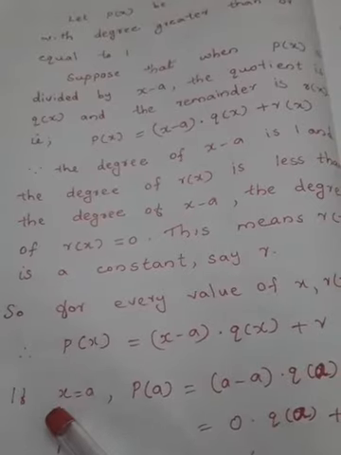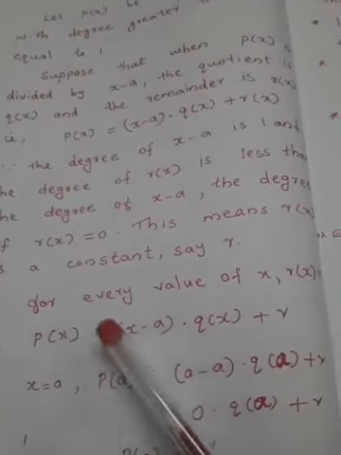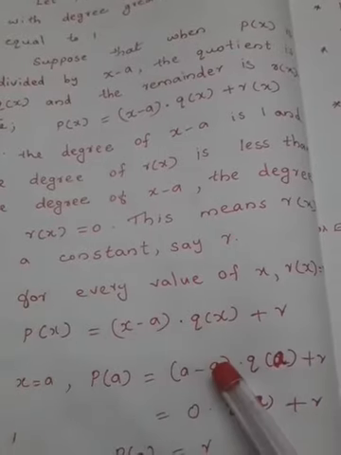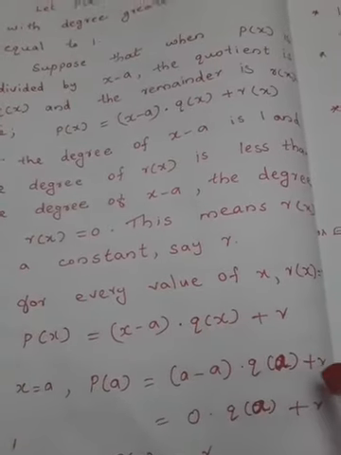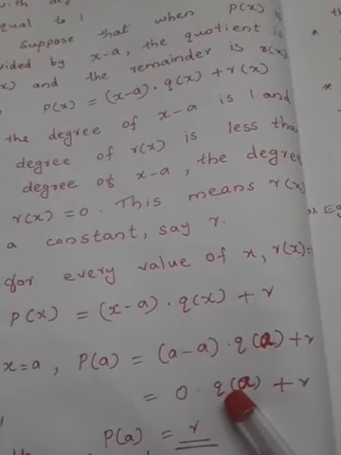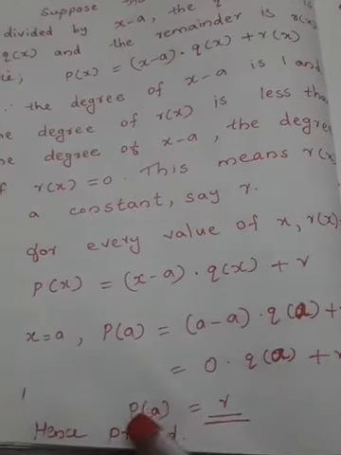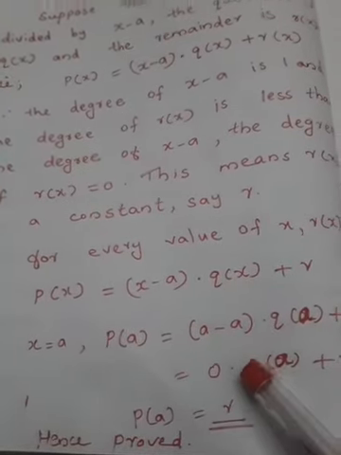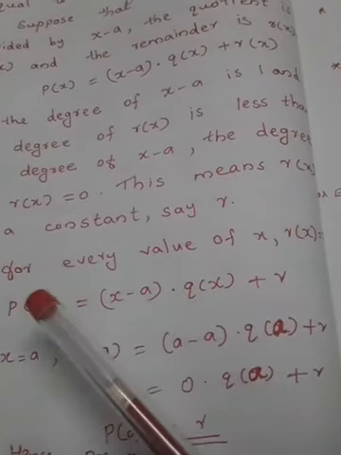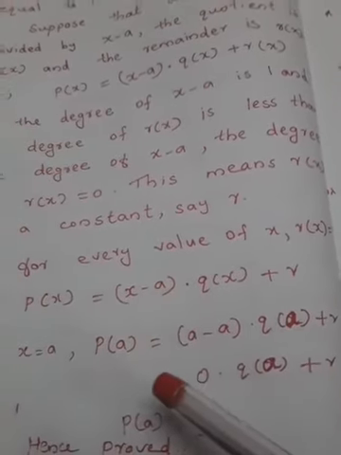Now we put x equal to a. So we can substitute the value of x as a. So p of a equals a minus a into q of a plus r. a minus a will be 0, so 0 into q of a will be 0, plus r means r itself. So p of a equals r. That means p of a equals the remainder. This is the remainder theorem. When we divide a polynomial p of x by a linear polynomial x minus a, the remainder will be p of a.